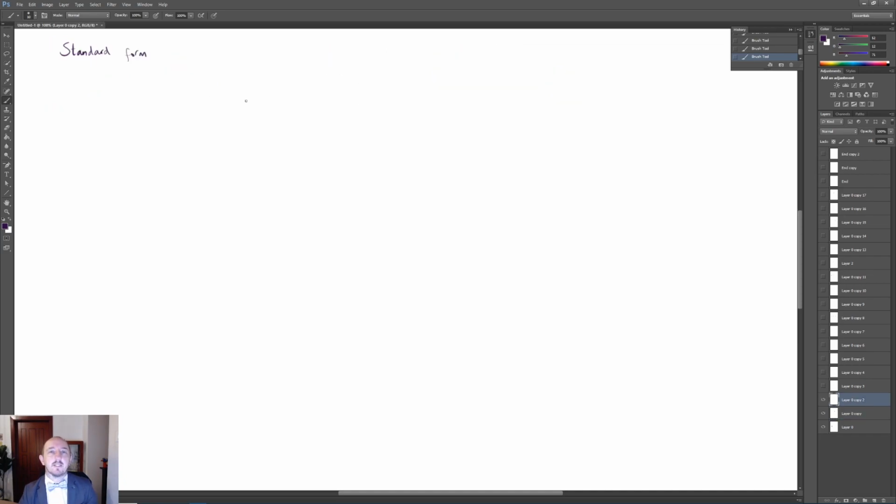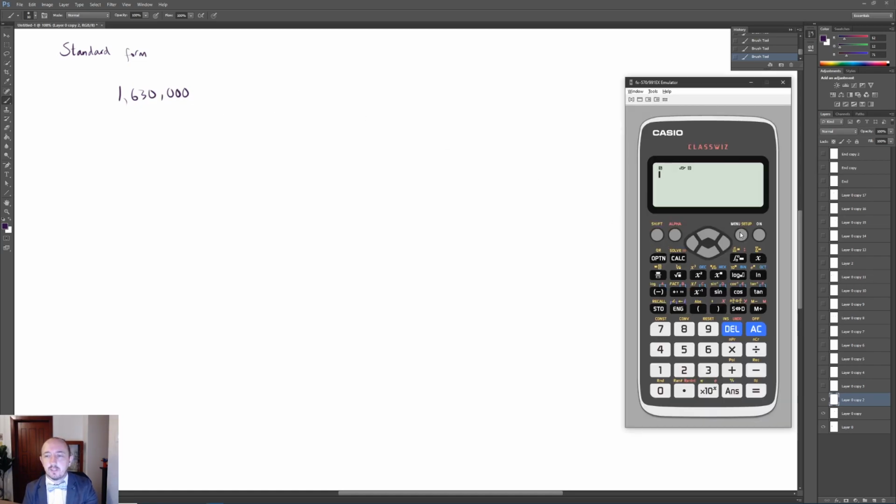Standard form, you have to be able to convert between normal numbers and standard form, and your calculator can help you with this. So if you have 1,630,000, then your calculator will actually do the standard form for you. If you go to Shift, Setup, Number Format, and choose Scientific Mode, and the number of digits, just put a 5 in there, it doesn't really matter. And when we put 1,630,000, it will tell us it's 1.63 times 10 to the 6.